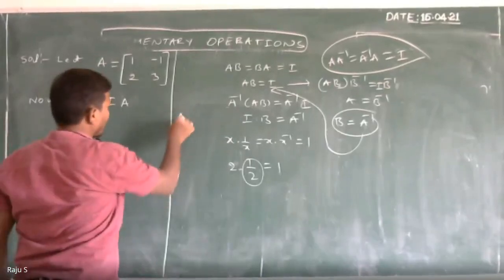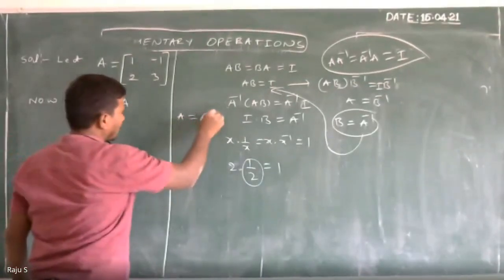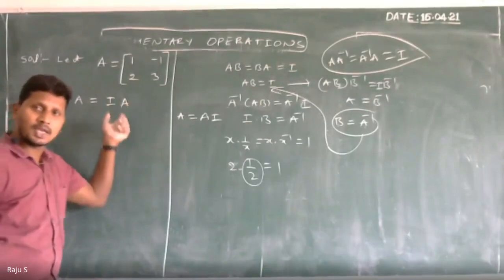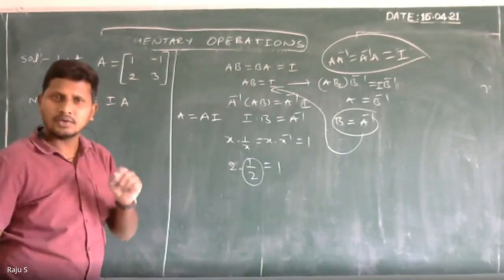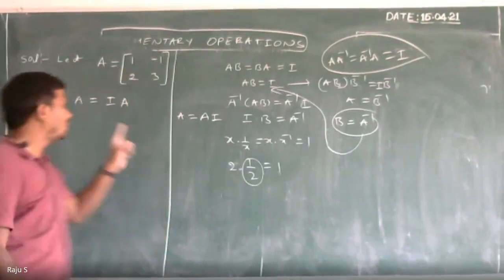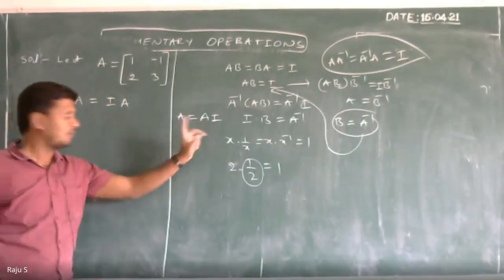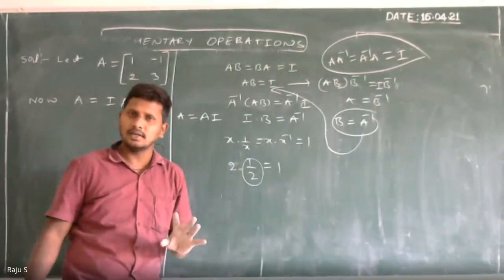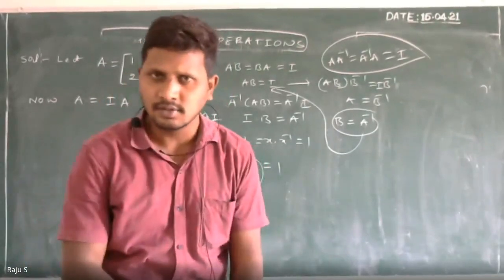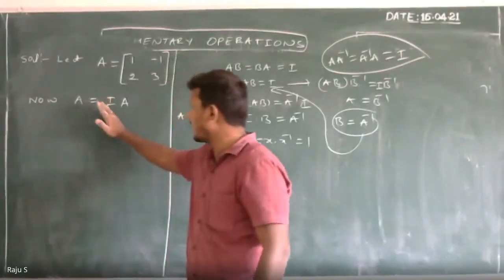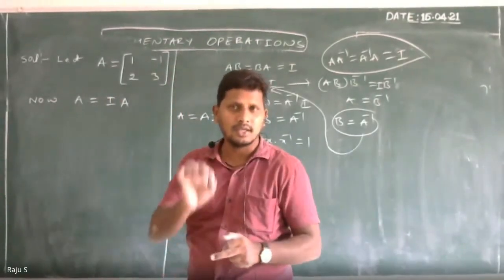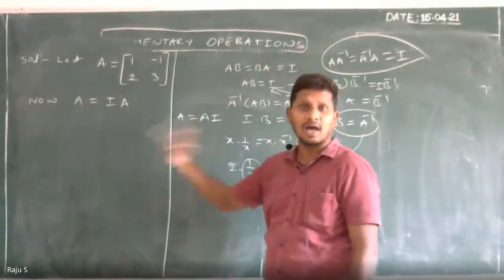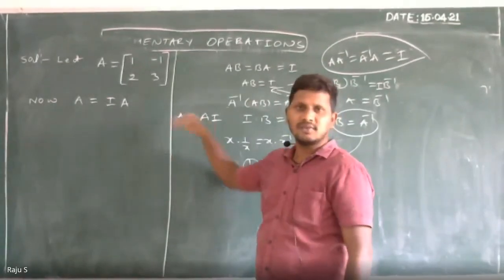There are two cases. We can write A is equal to I into A or A into I. Am I right? We can write either way, but I'm taking particularly I into A for this reason: whenever you want to apply the row transformation, you must write I into A, not A into I. When you write A into I, you must apply only column operations, not row operations. Is it clear? If you want to apply row operations, you must take I into A only, then only you will get the inverse of a matrix. Otherwise, you won't get the inverse. When you take A is equal to A into I, you must apply column operations, then only you will get the inverse of the given matrix.